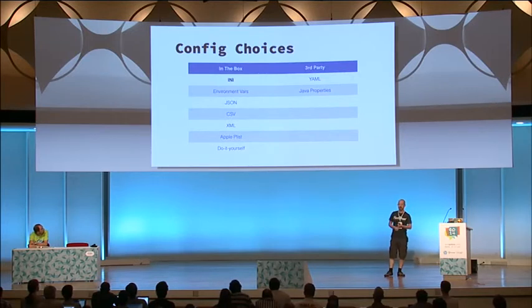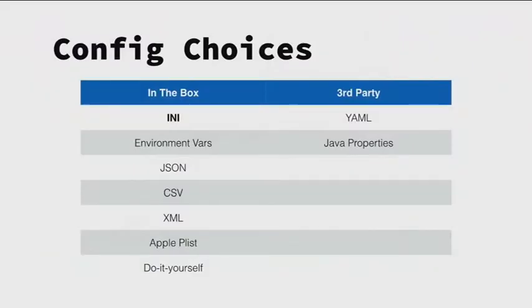So you've got INI files. You can use environment variables. We can use JSON out of the box. Use CSV. There's some rudimentary XML parsers in Python. Not fantastically performant, but fine for config. But I don't think anybody wants to write XML for configuration. We've got Apple plist built in on all platforms, which also I don't recommend. Or obviously we could write our own parser using regular expressions or something horrible and again, just don't do that.